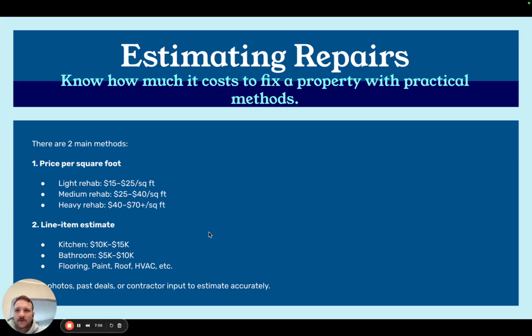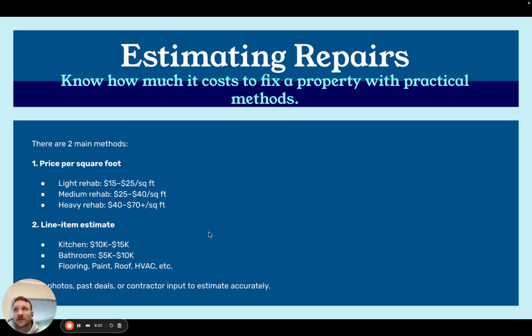Estimating repairs. So knowing how much it costs to fix a property with practical methods. So really there's two main methods of figuring out what the cost would be. So one is just price it by square foot. So light rehab 15 to 25, medium 25 to 40, and then heavy 40 to 70. Typically we'll say a full gut rehab is 75 a square foot on the interior. So I might adjust these numbers up a bit since labor costs have gone up, but more or less, you do it by square footage.